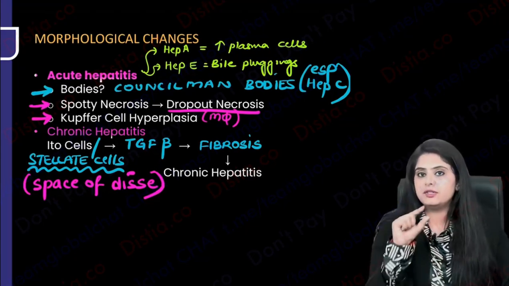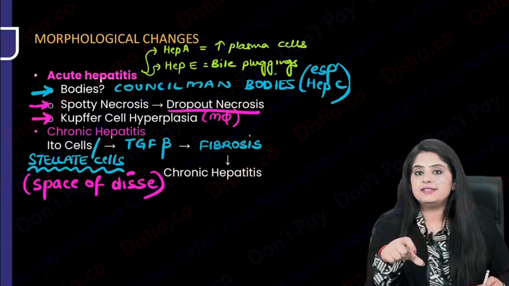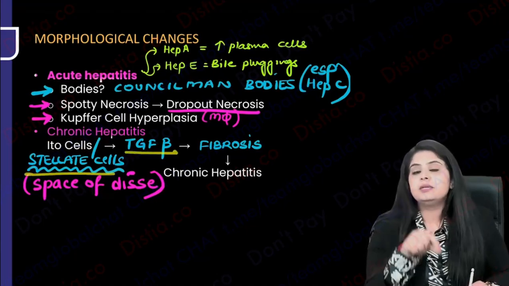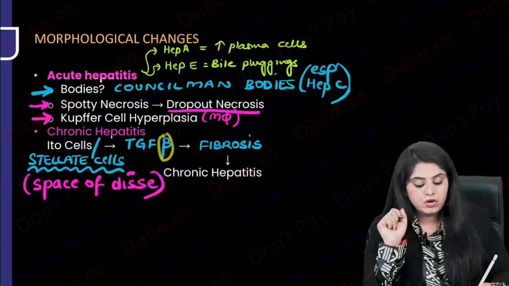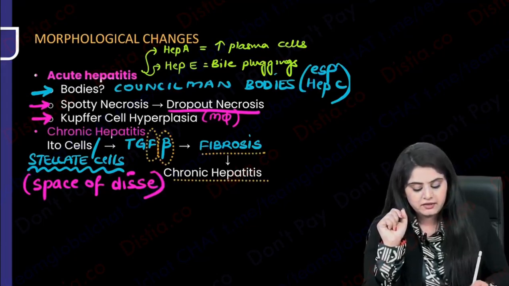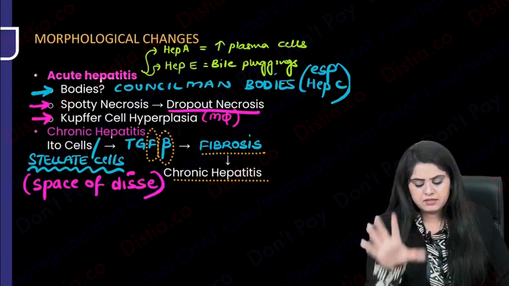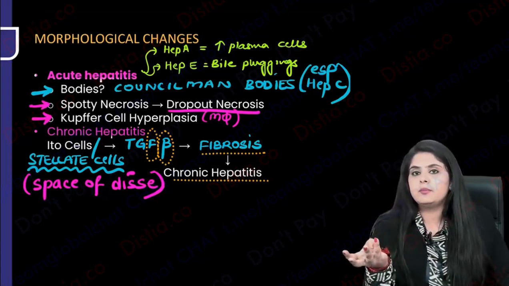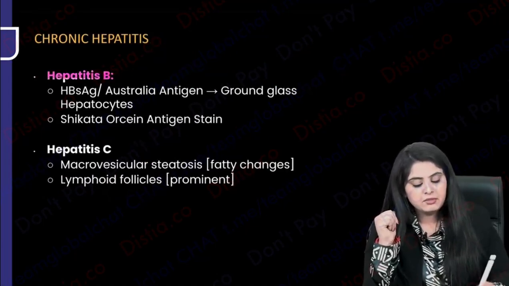So there's a space called the space of Disse. In that space, normally we have these cells called Ito or stellate cells. Stellate cells release these mediators called TGF-beta. TGF-beta, as I've taught you in pathology, causes a lot of fibrosis. That is going to result in fibrosis and that will result in chronic hepatitis. So which were the two main ones for chronic hepatitis? Hepatitis B, hepatitis C. When I'm saying chronic hepatitis, primarily I'm saying hepatitis B and hepatitis C.